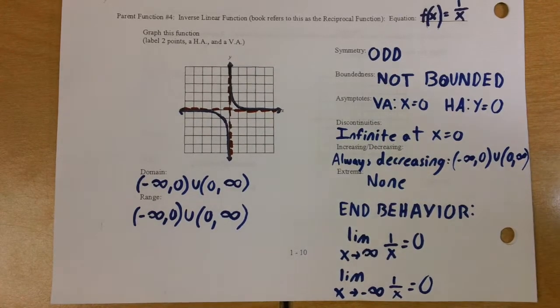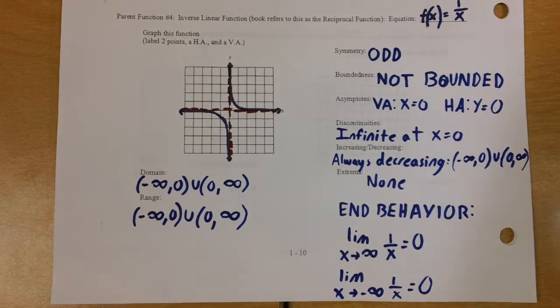The vertical asymptote of our function is x equals 0. The horizontal asymptote is y equals 0. The discontinuity is non-removable and infinite at x equals 0.